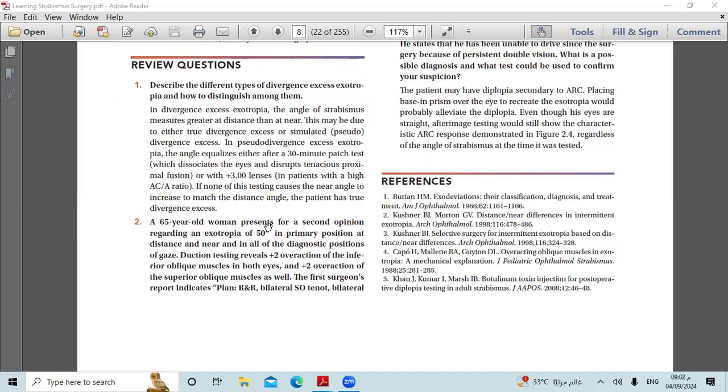I think this is the most important point, especially for residents, how to differentiate between the types. And when do we do the plus three lens test, Dr. Sara? Fogging is used to differentiate between pseudo divergence and true divergence, especially in patients with a high AC/A ratio. Okay. Dr. Muhammad, do you want to add any points?